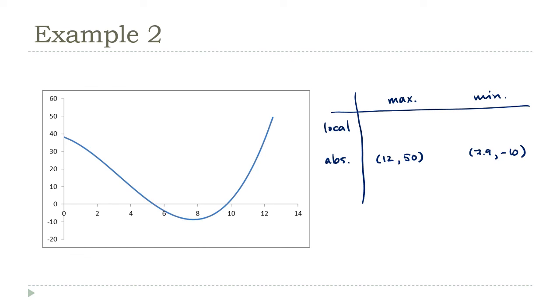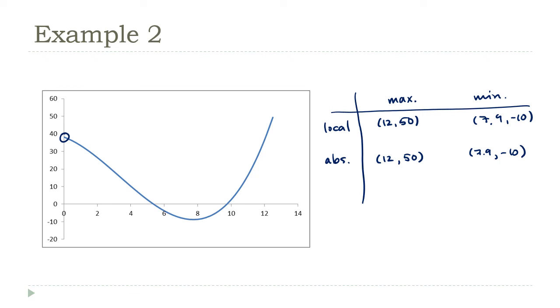Now, how about the locals? Well, first, remember, we kind of saw this on the last slide. The absolute extrema are also always going to be local ones. So I kind of get those for free. Right now, are there any others? Well, look at this point right here. That point is higher than all of the points around it.